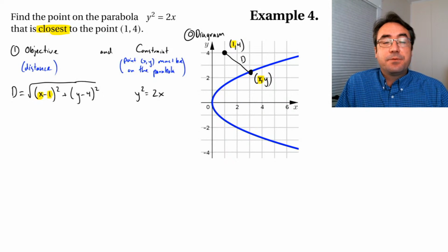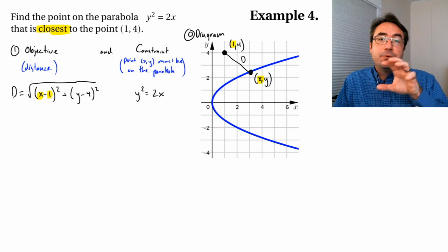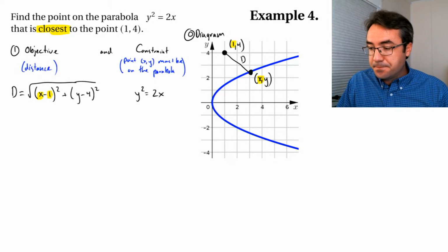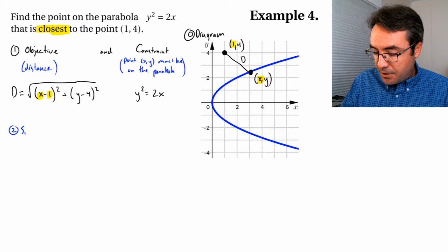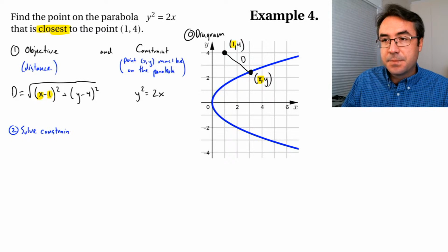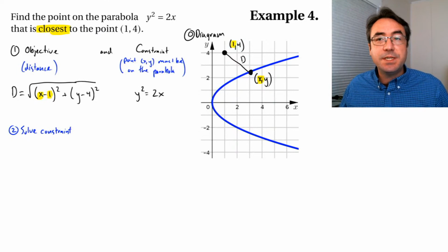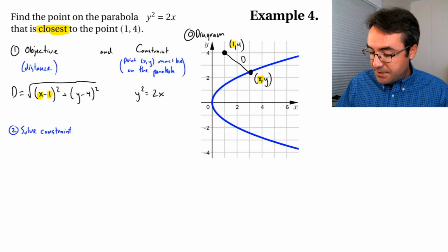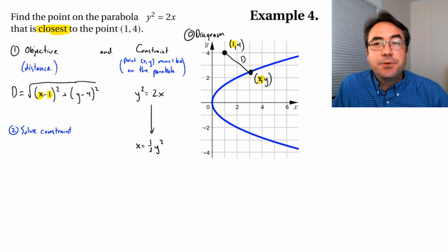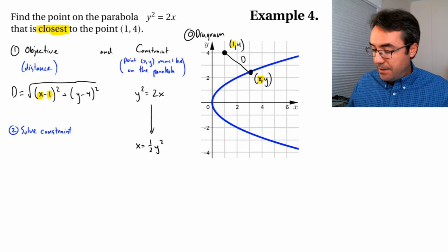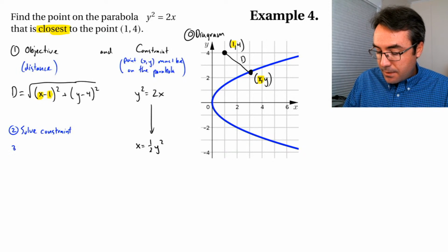All right, so that's really the first step. Just identify the two equations that you're going to be working with. Then in step 2, we're going to solve our constraint equation for either variable. So you have some choice, so pick which one's easier. In this case, it's easier to solve for x. So if we divide both sides by 2, we get x is equal to 1/2 y squared. And then we're going to plug that into our objective.